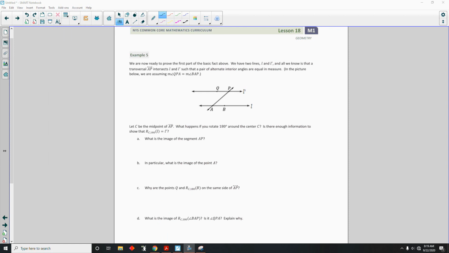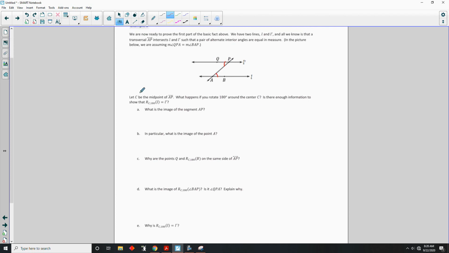Okay, page 4 brings us to example 5. We're now ready to prove the first part of the basic fact above. We have two lines, L and L prime. And all we know is that a transversal, AP, intersects both of them, such that a pair of alternate interior angles are equal in measure. Okay, so what they're saying there is this angle here and this angle here are equal in measure because they're alternate interior angles. In the picture below, we are assuming the measure of angle QPA is equal to the measure of angle BAP.